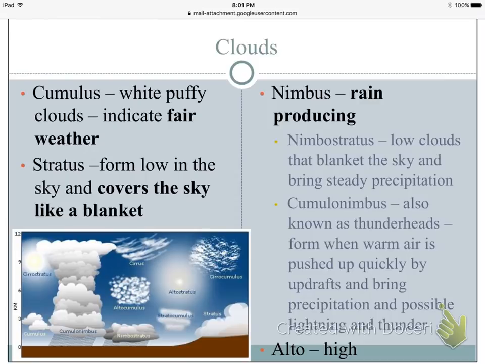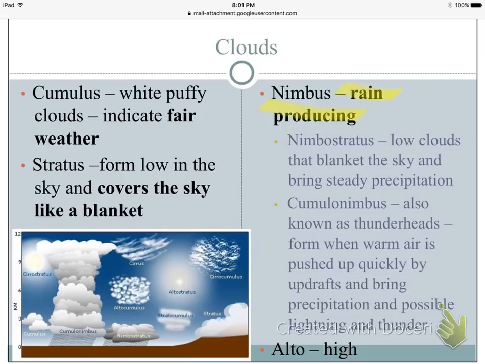For clouds, the main type you need to know are cumulus, which is your typical fair weather cloud. They look like big white puffy cotton balls. The stratus clouds are also low-level clouds, and they kind of cover the sky like a blanket. They typically bring rain. And if you throw the word nimbus with any cloud, nimbus means rain producing. So if you see nimbus in any part of a cloud name, it's going to be bringing rain.